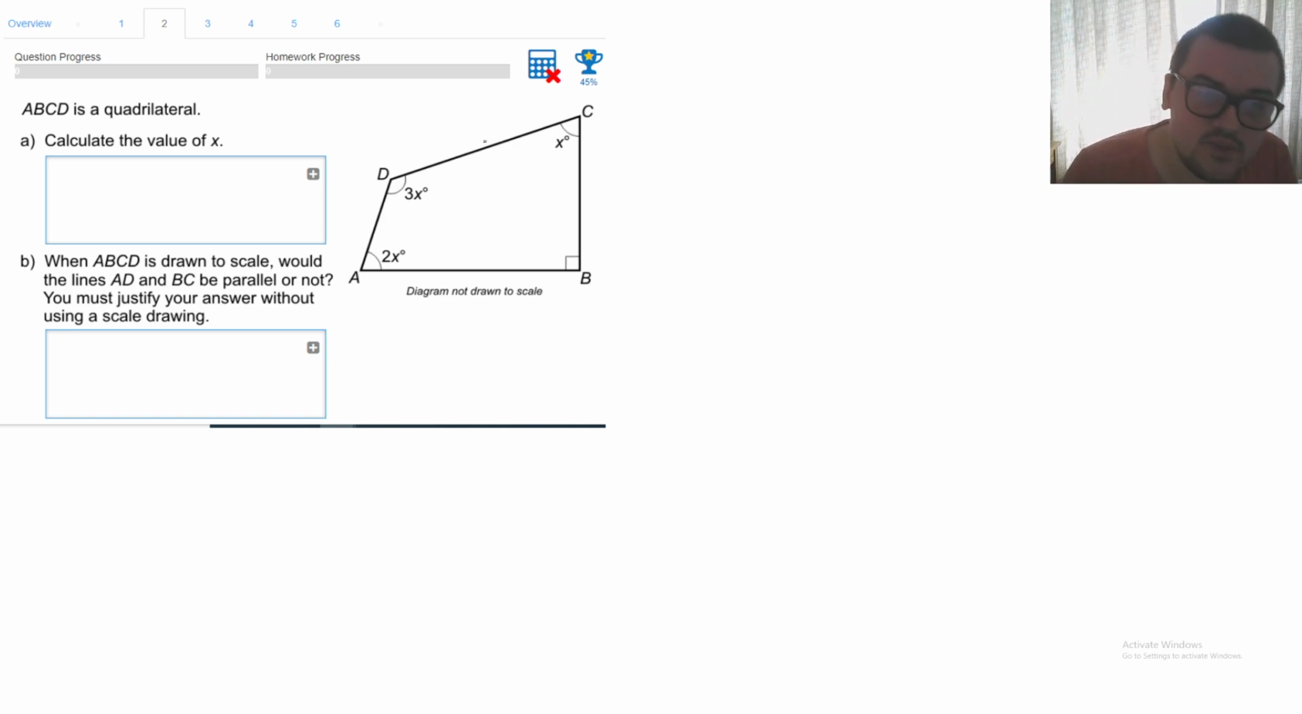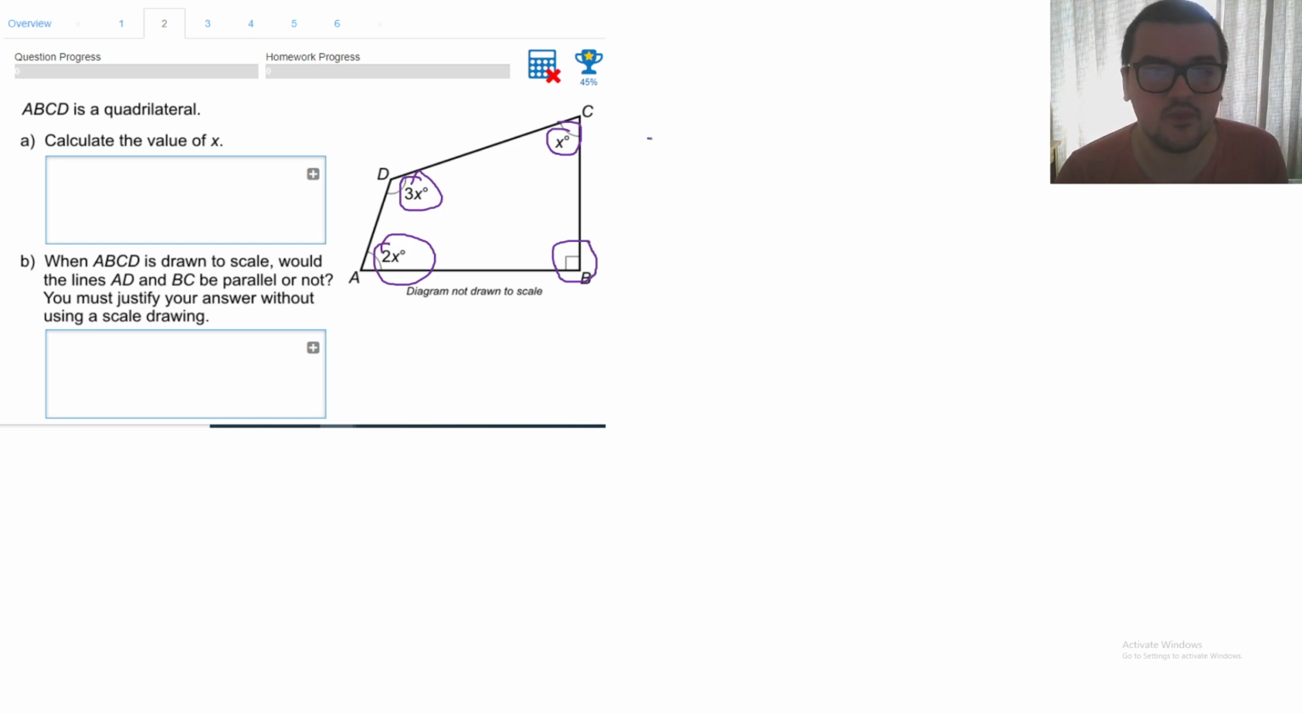So let's add up all these angles and equate them to 360. We have this angle, x, this angle, 3x, this angle, 2x, and this angle, which is a right angle, so it's 90 degrees. So x plus 3x plus 2x plus 90 equals 360 degrees.